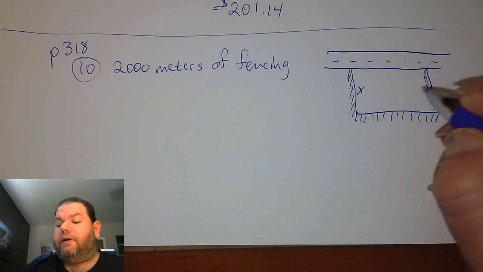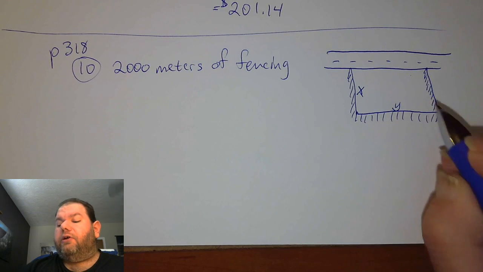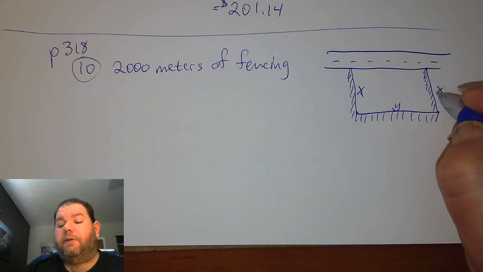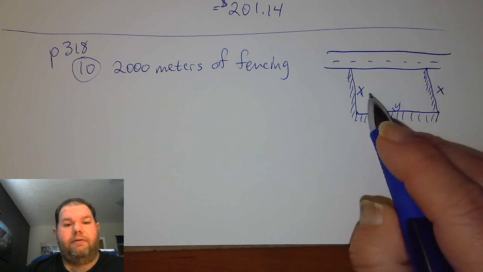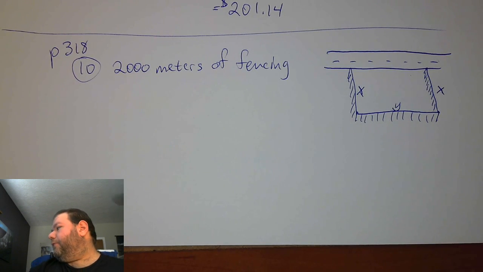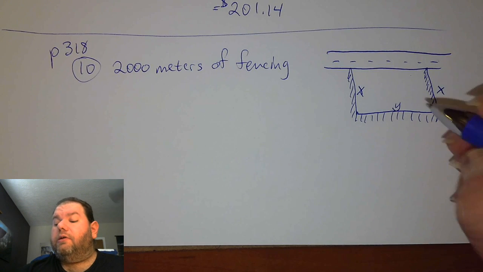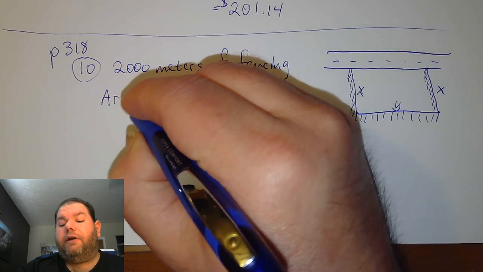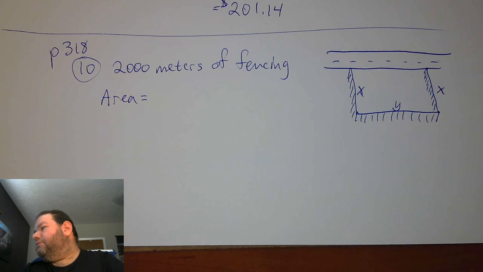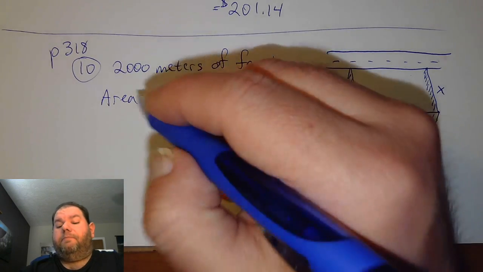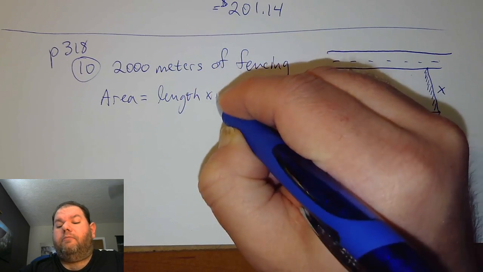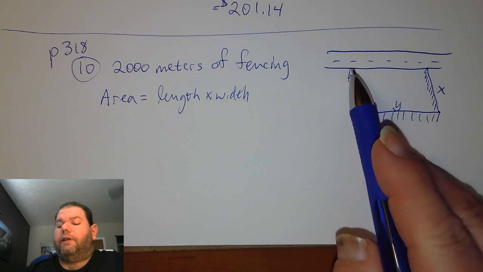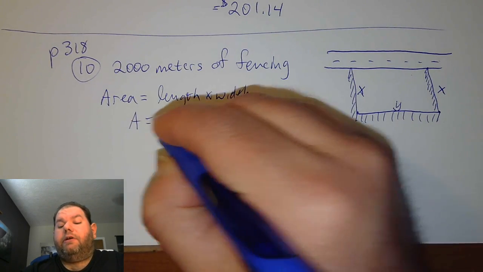So what I'm going to do is label this side X and this side Y. Now, if this is a rectangular plot of land, that means this side is also X, because the opposite sides have the same length in a rectangle. So, first of all, what is our area of a rectangle? Length times width. And in this case, we've identified the length and the width as x times y, so we can say area is equal to x times y.